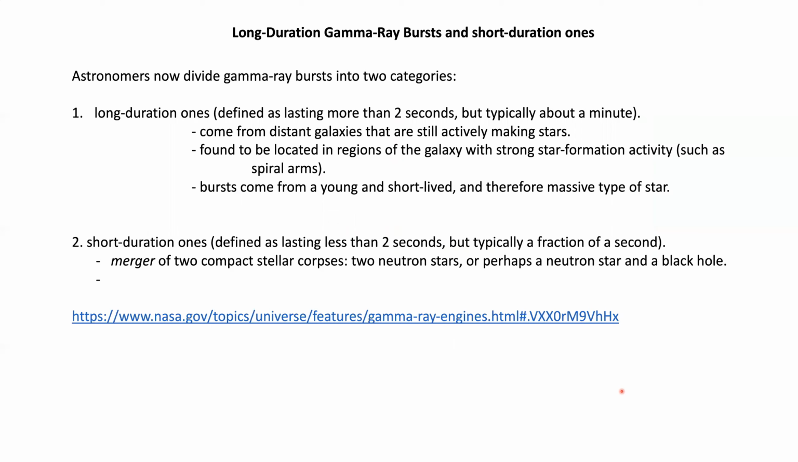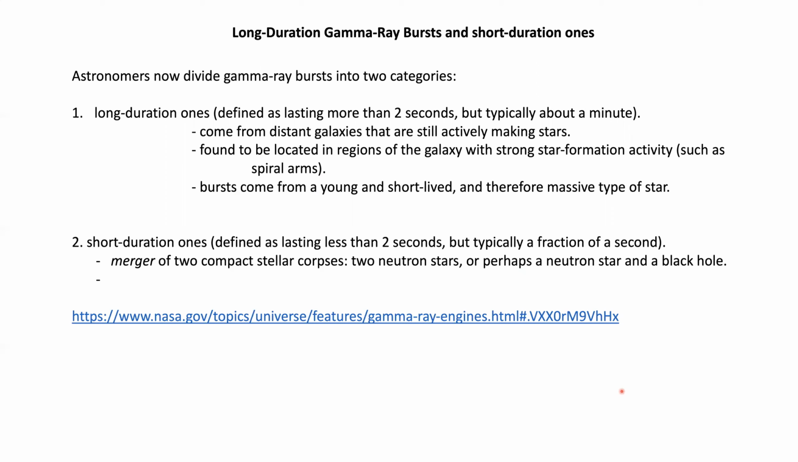Now actually we know more details about these gamma ray bursts, and astronomers have divided the gamma ray bursts into two categories. The first one is called long duration ones, which means those type of gamma ray bursts last for more than 2 seconds, right? And maybe they can go up to about a minute. Now, what they have found is these type of long duration gamma ray bursts have come from distant galaxies that are still actively making stars, right?